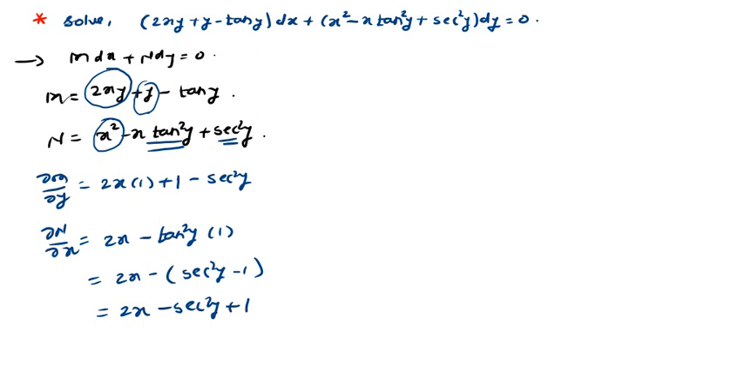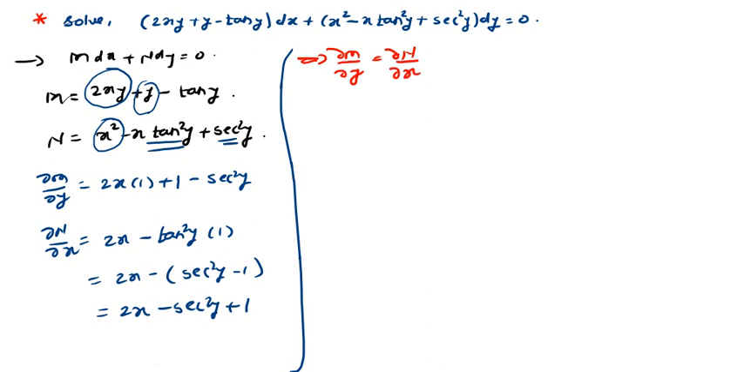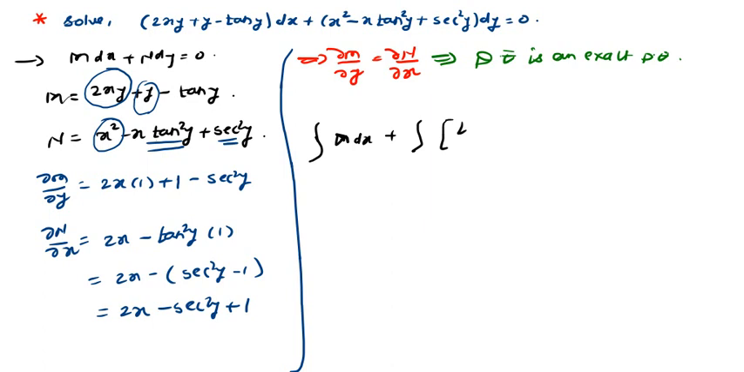So again you can observe here that ∂M/∂y equal to ∂N/∂x. What this implies is that the differential equation is an exact differential equation. Now once it is an exact differential equation, we can find its solution by finding the integration of M dx plus the integration of terms in N not containing x, dy, equal to constant.